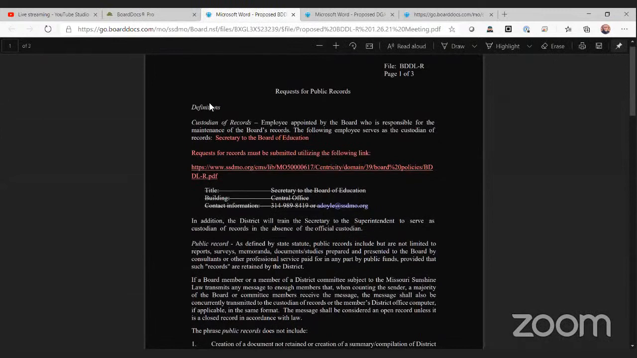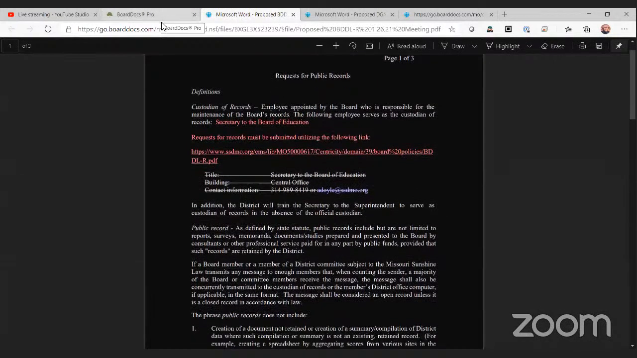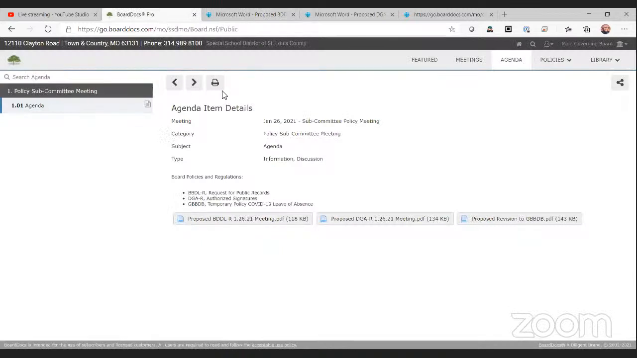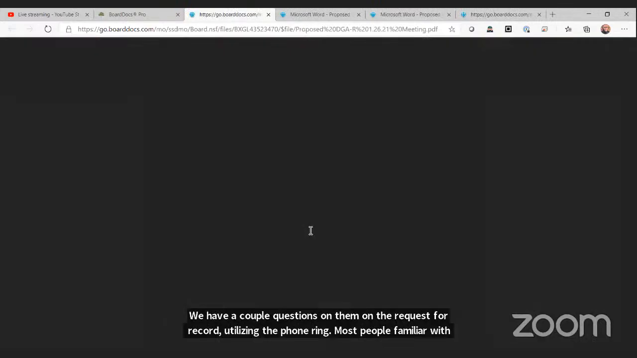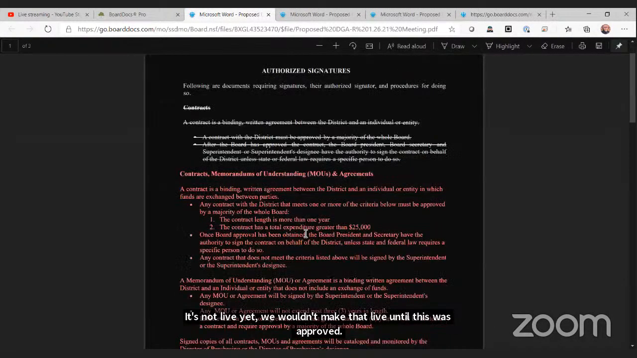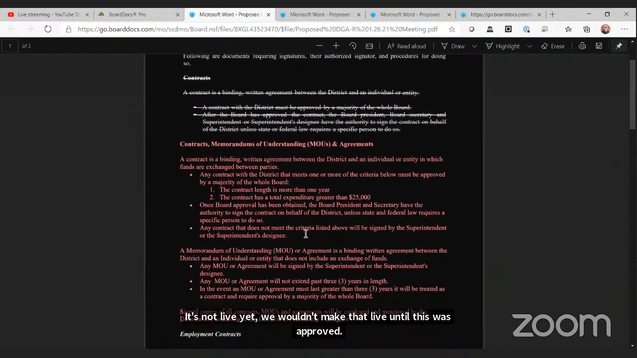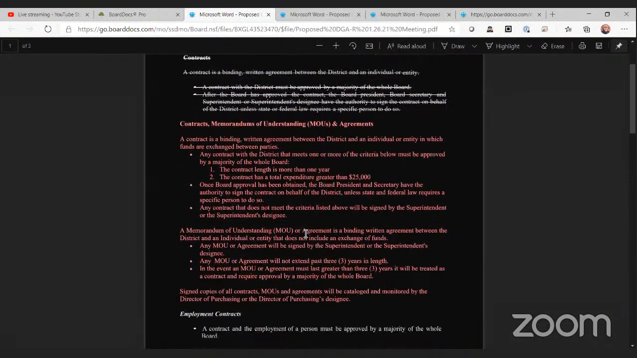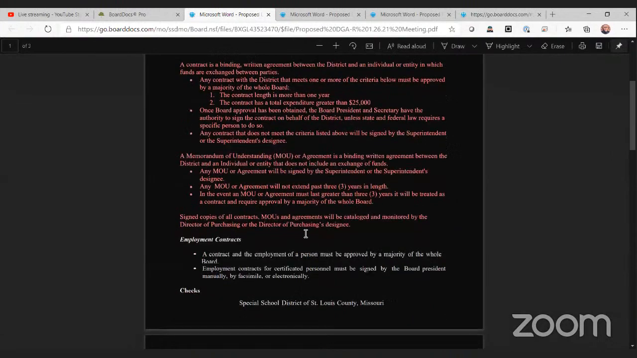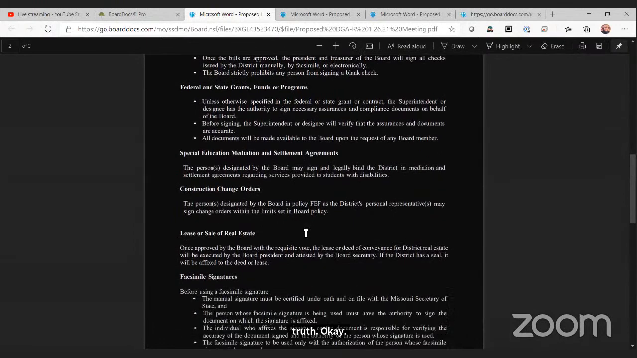Okay, so then people will be, that was the only question I had on that one. Then I had another one on authorized signatures. On the facsimile signatures, can you explain that one to me, please? The manual signature must be certified under oath. What page are you on? Number 2 of 3 on DGAR of the reg.